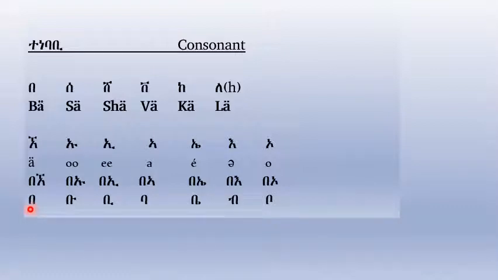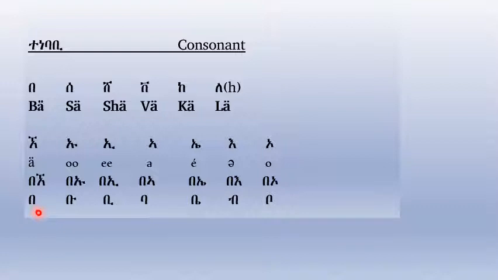Otherwise, this is our be, this is our bu, bi, ba, be, bi, bo. Why do we have a fixed number of B's? Because we have a fixed number of vowels, or because we cannot combine vowels. If you cannot combine vowels, then you have only limited vowels. That means 7. So, because of that, we have 7 B's.